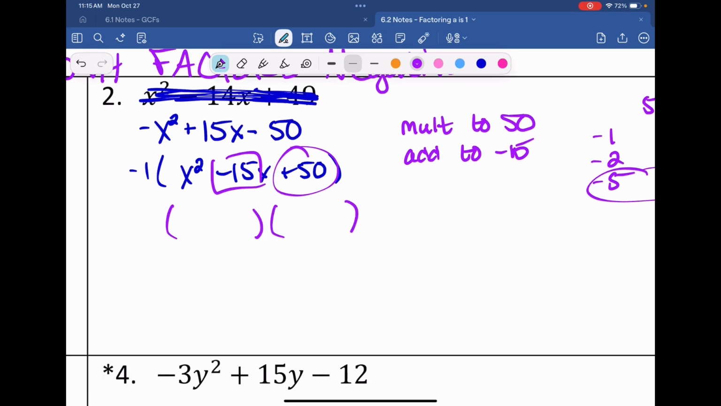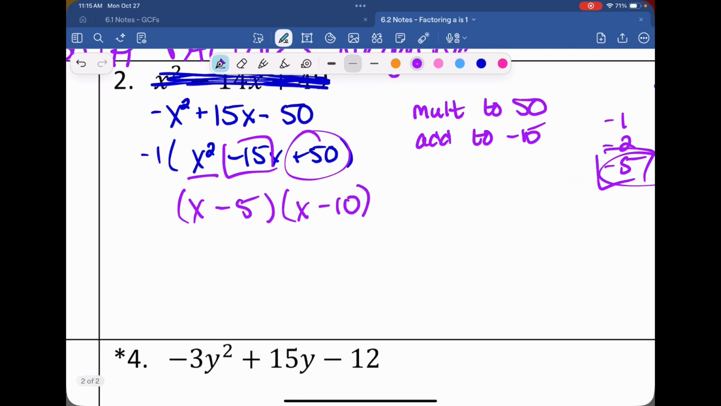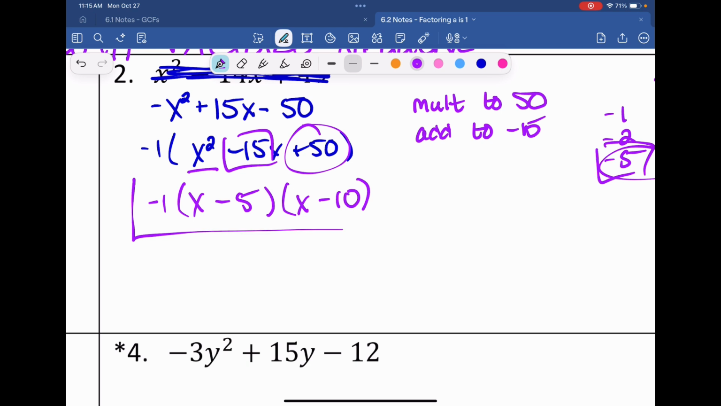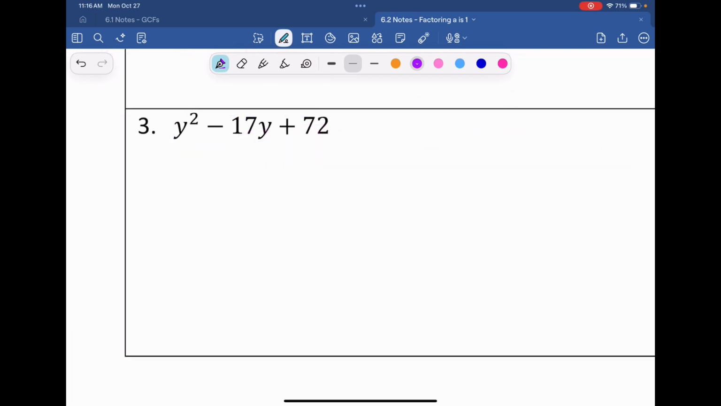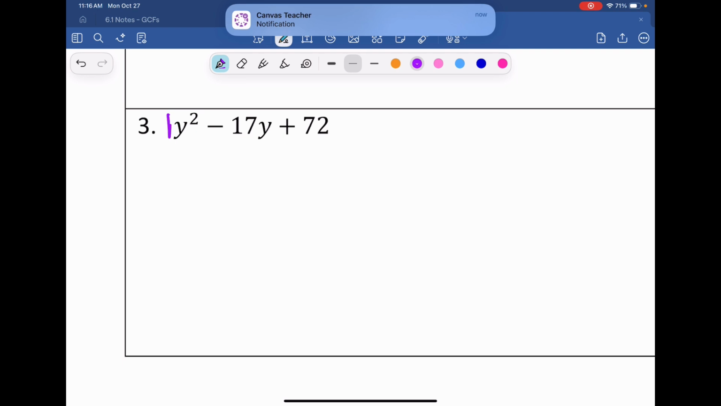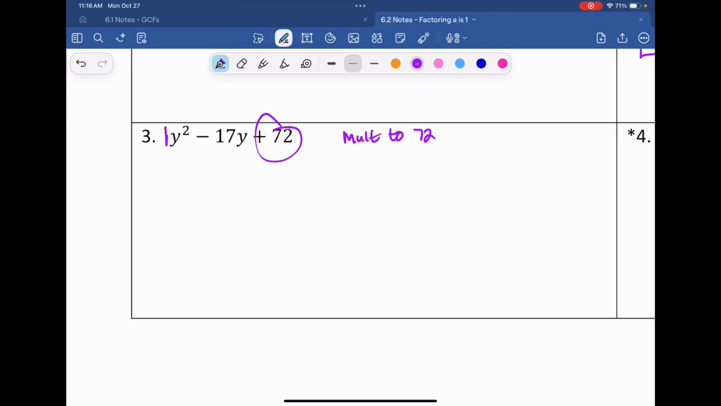Okay, so I've got my x squared there, so that's x and x. Got negative 5, negative 10. And don't forget your original GCF of negative 1. Make sure your leading coefficient is a positive 1. It is. So I want factor pairs that multiply to 72. Okay, there's a bunch here.